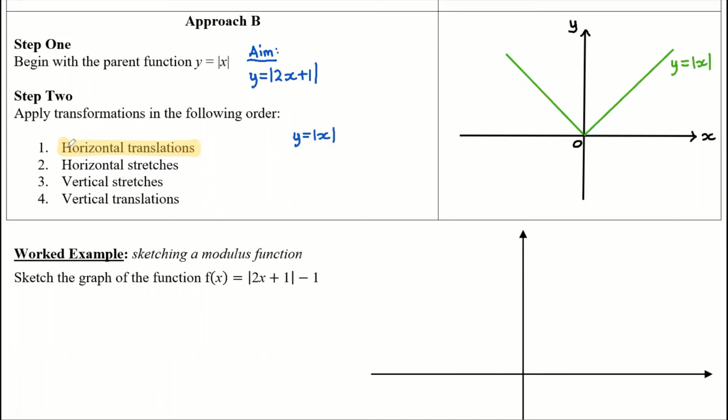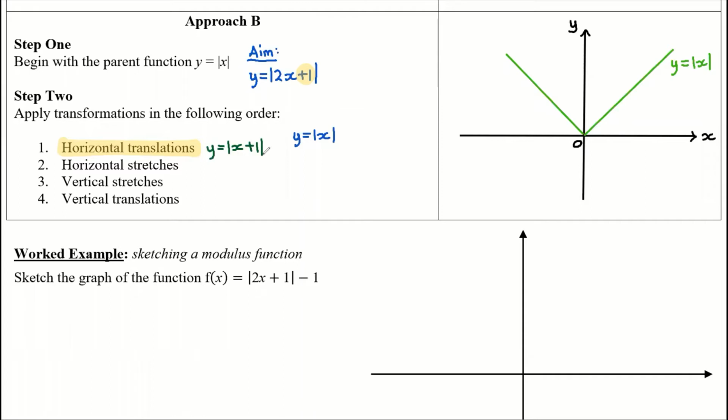Well, yes, we do. It's here. Okay, it's the +1. So our first transformation is going to take us to the graph y is equal to the modulus of x + 1. Okay, and that might be counterintuitive. You might think that we should be doubling the x value first by multiplying by 2, but that's not how you do it. You have to apply the transformations in this order.